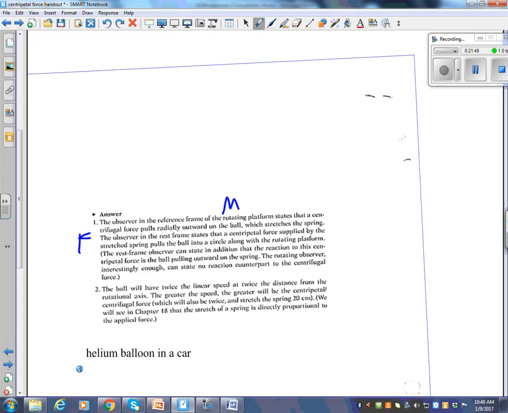You were right. The rest frame observer, the woman, can state in addition that the reaction to this centripetal force is the ball pulling outward on the spring. The rotating observer, interestingly enough, can state no reaction counterpart to the centrifugal force. So if Newton was in a rotating reference frame, he would not have come up with that action-reaction law. It doesn't make sense. There is no reaction force. So Newton's laws do not apply to rotating reference systems, and the Earth is a rotating reference frame.